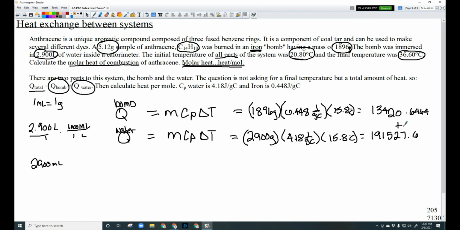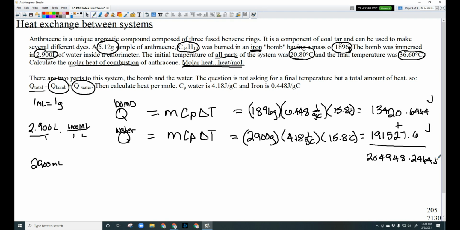So 13420.6464 plus 191527.6. Okay, and this is going to give us the answer in joules. So that's going to be 204,948.2464 joules. That's a lot. That's a big, huge number.